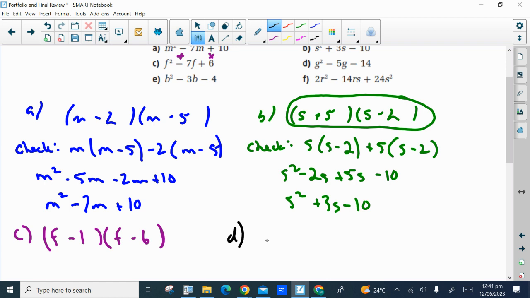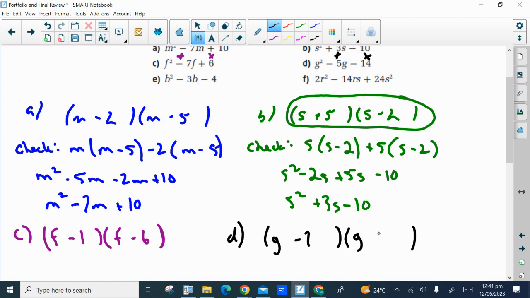D. No common factor there. It's a trinomial, so if factors exist, they'll be binomial factors. The front terms have to multiply to get g squared, so they're both g's. And now we're looking for two numbers that multiply to get negative 14, add to get negative 5.